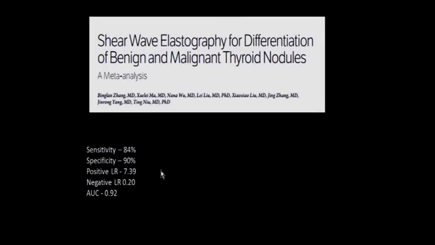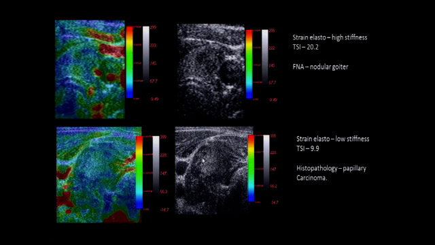This particular study shows, again, similar things, good sensitivity and specificity. If you do find that the stiffness is high, the positive likelihood ratio was about 7.4 according to them, and they had a good area under the curve as well.